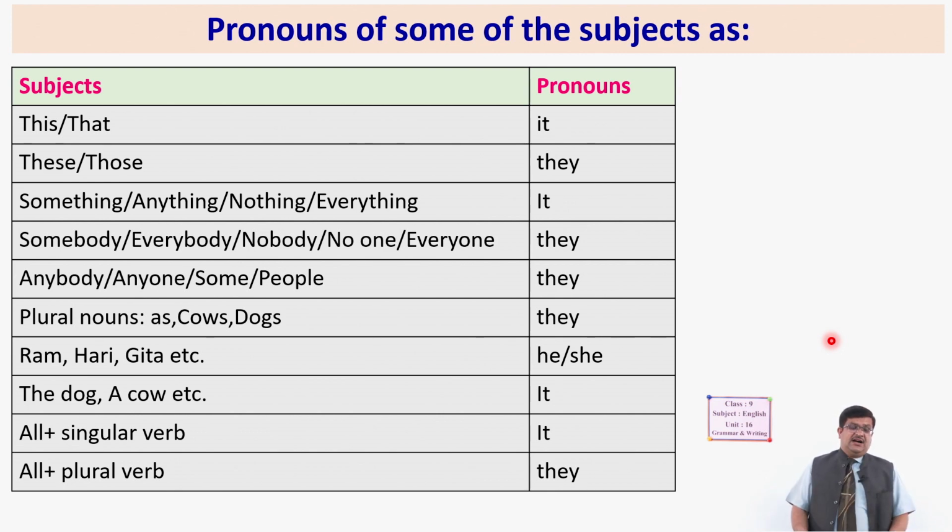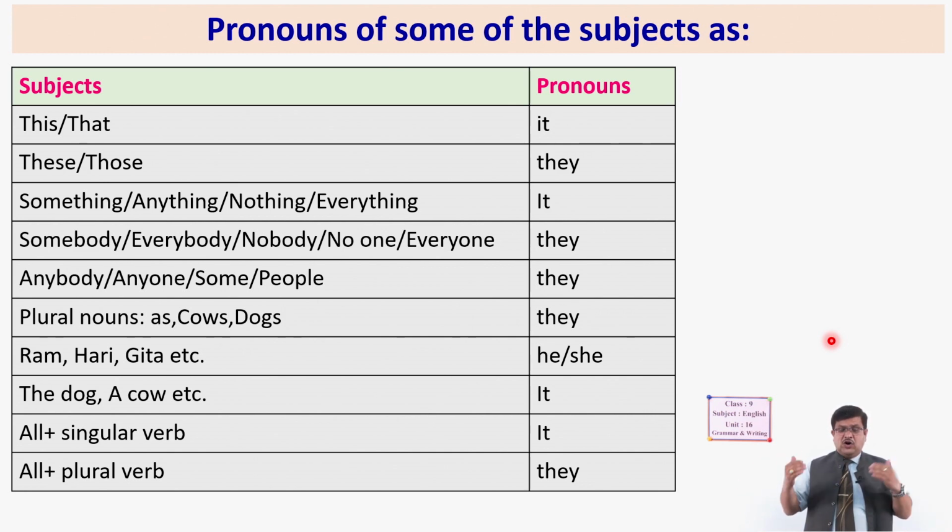Sometimes we see the dog, a cow, it changes into "it" as a pronoun in the tag. Similarly, "all" plus a singular verb changes into "it" as a pronoun in the tag. For example, all is right, all is well, isn't it? Similarly, "all" plus a plural verb changes into "they" as a pronoun in the tag. All are well, aren't they?